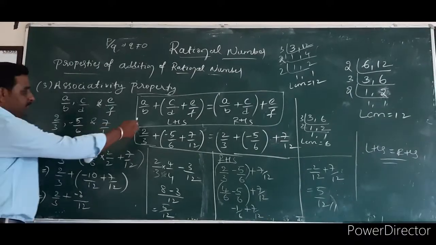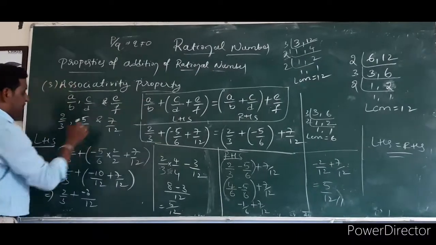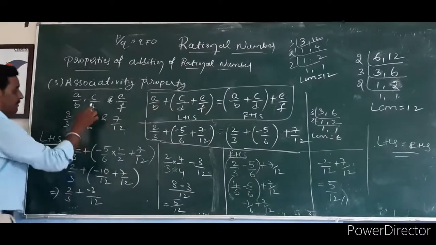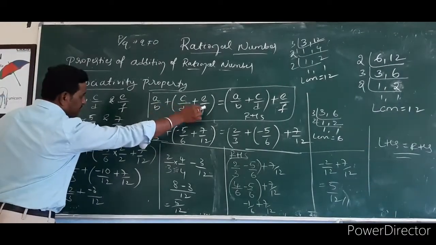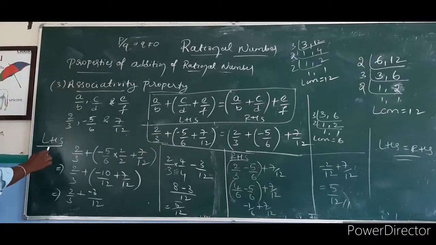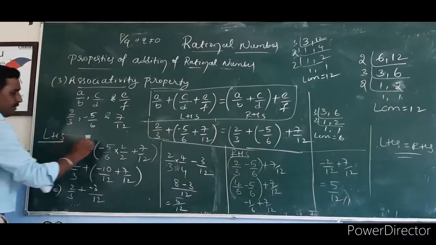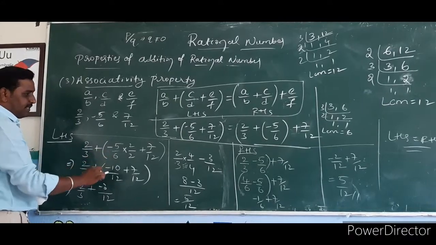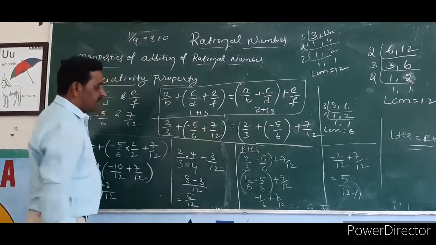First, the LHS side. In the place of a by b, I am replacing 2 by 3. In the place of c by d, I am replacing the second rational number, minus 5 by 6. In the place of the third rational number e by f, I am replacing 7 by 12. So the LHS is 2 by 3 plus, inside the bracket, minus 5 by 6 plus 7 by 12. First we have to solve inside the bracket.